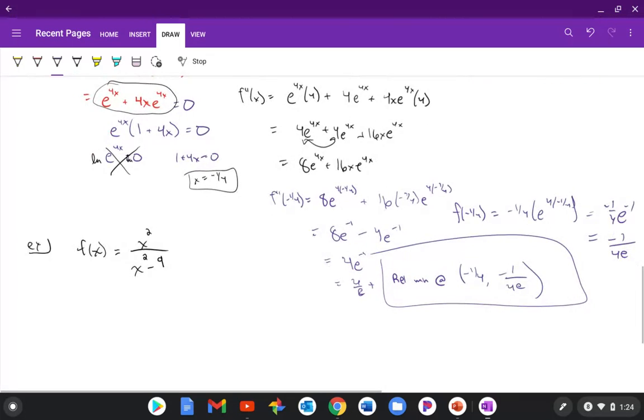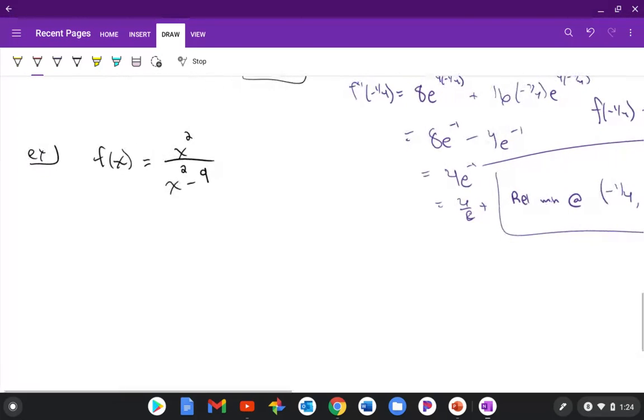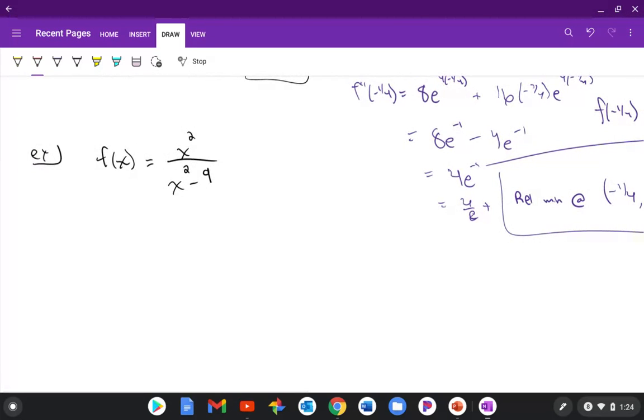Okay. And one more, I want to show you a rational function. Works the same way. Just remember your quotient rule with this. F prime of x would be, take the derivative of the top first, so that's 2x times the original bottom minus original top times the derivative of the bottom over the bottom squared.